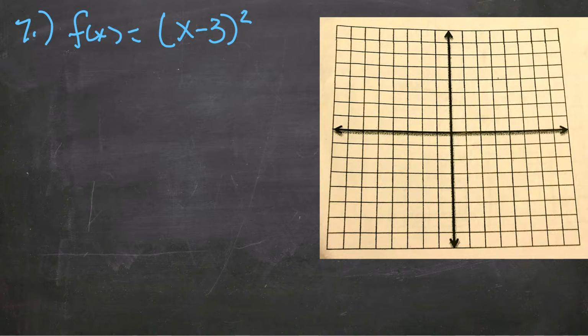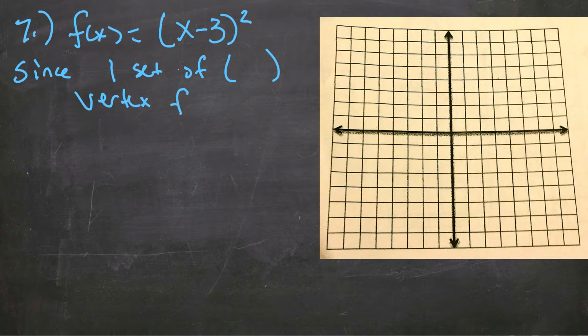Alright, number 7. We have f of x equals x minus 3 squared. So since there's one set of parentheses, this is vertex form. So step 1, find A, H, and K. A is 1. Even though we don't see it, it's automatically 1, because it can't be a 0 there and make everything disappear. It wouldn't work out right.